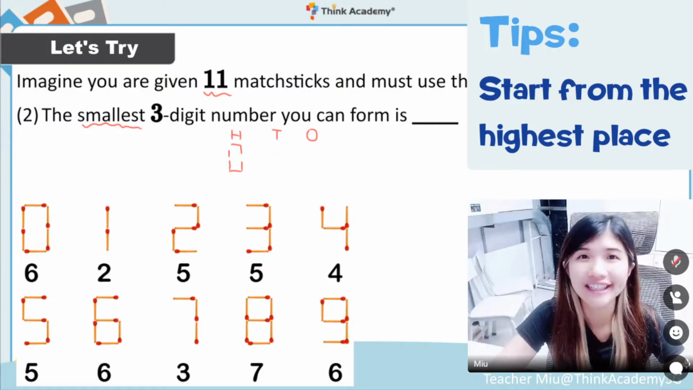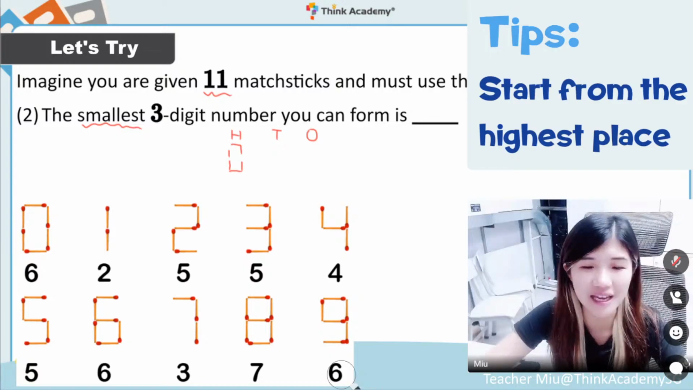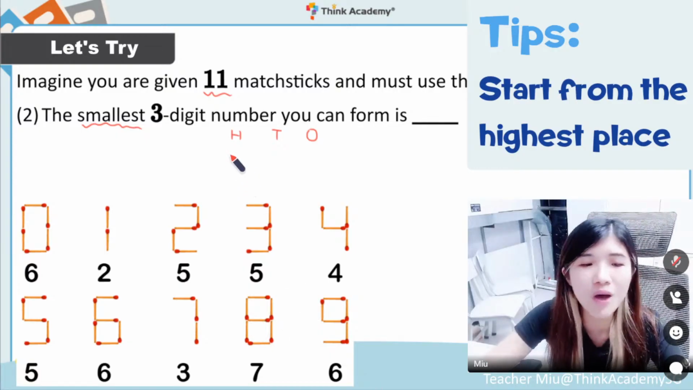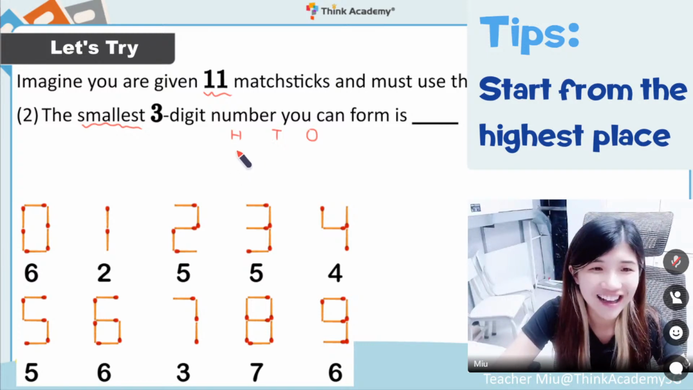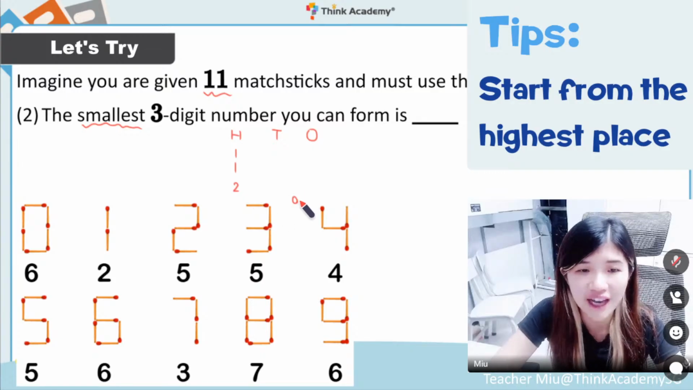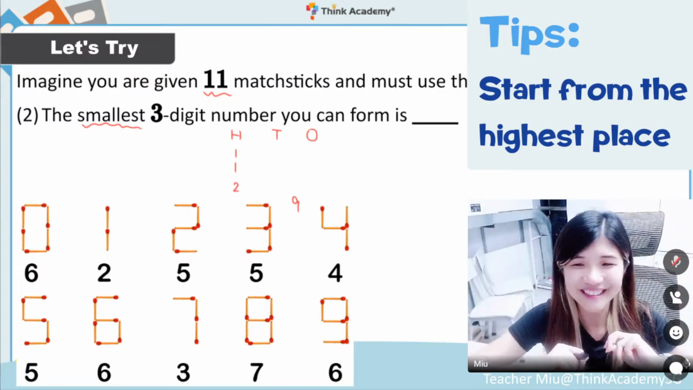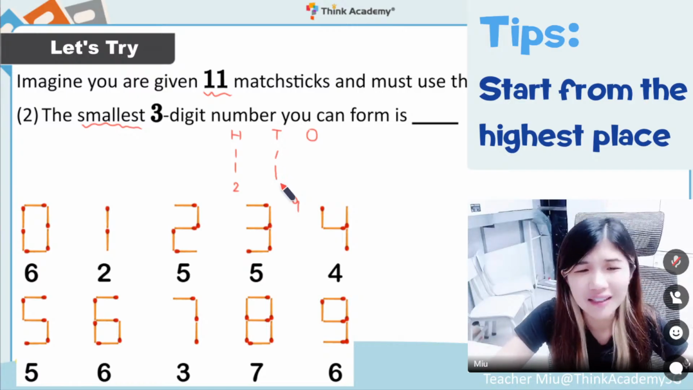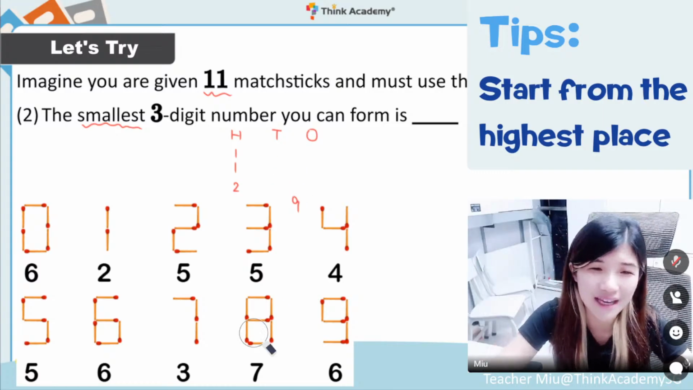Can I? Of course cannot, because 0 cannot be in the highest place. So the smallest digit we can put at the highest place can only be 1. When you make a 1, you use up only 2 matchsticks. You still have 9 remaining. For these 9, what digit should we put to make it as small as possible? You say 1 again? Not really. Is there any digit smaller than 1? Of course, we can make a 0.